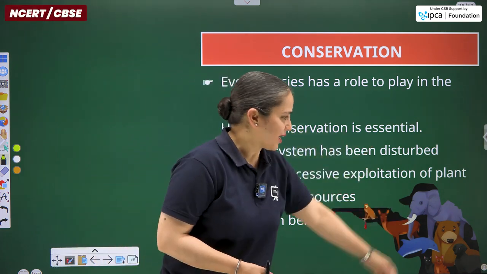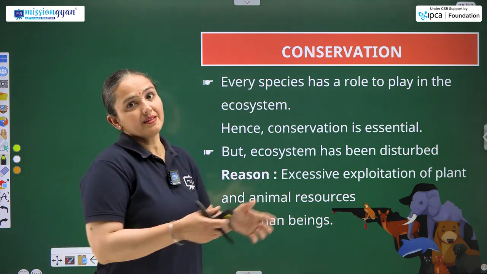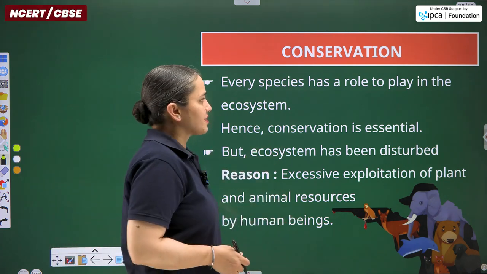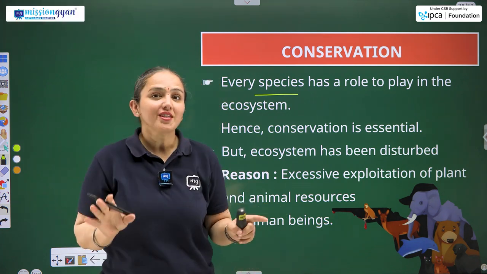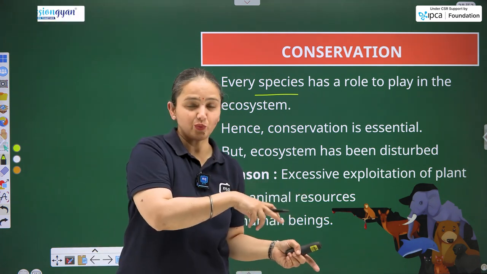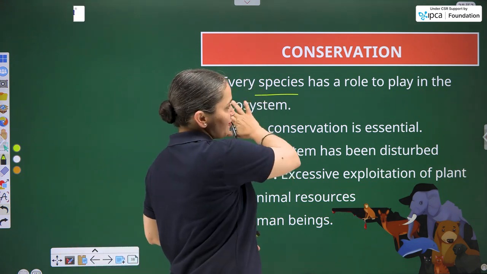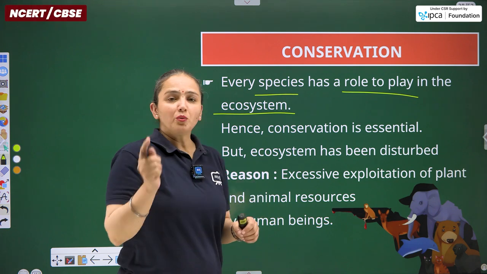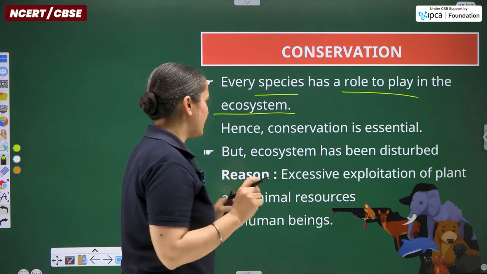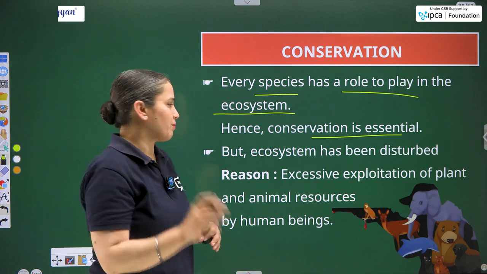So over here, while looking at this image, you must be wondering, we are certainly going to talk about the animals. Let's see. So every species, now only species is mentioned. Neither of the words are there, neither the vegetation nor the wildlife. So we are just talking about species. So every species has a role to play in the ecosystem, no matter we are talking about vegetation or the wildlife. So hence conservation becomes essential, very important.